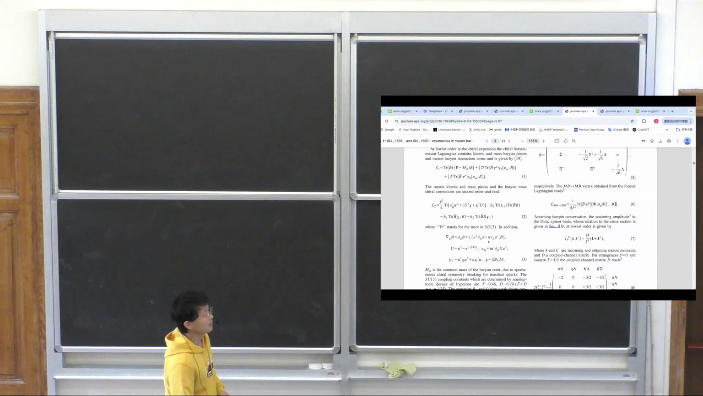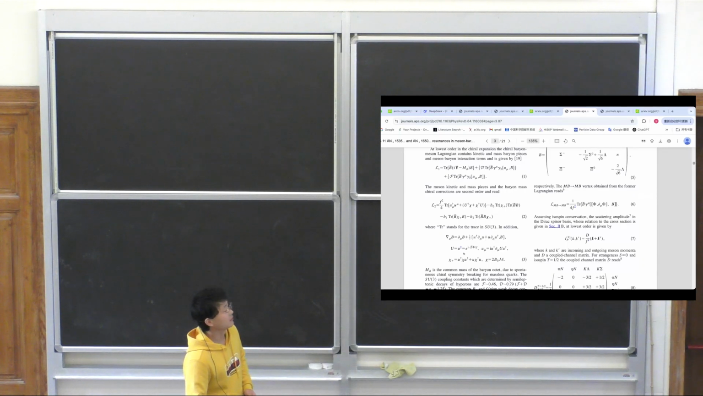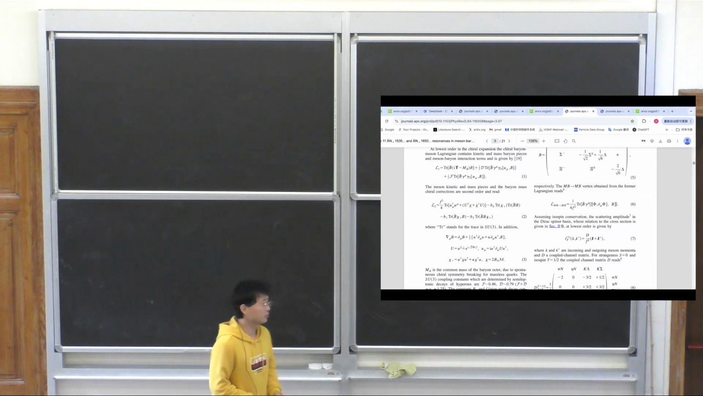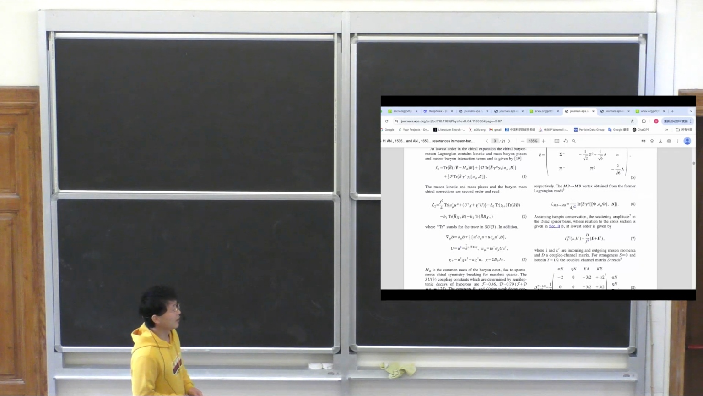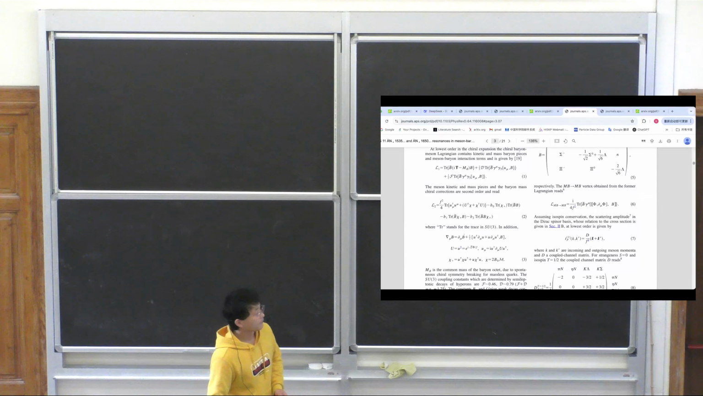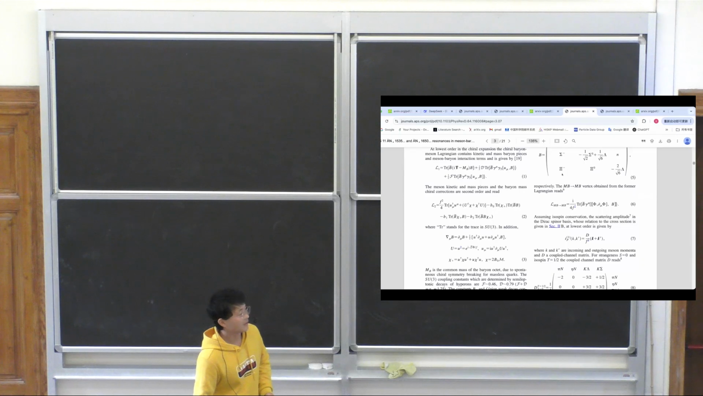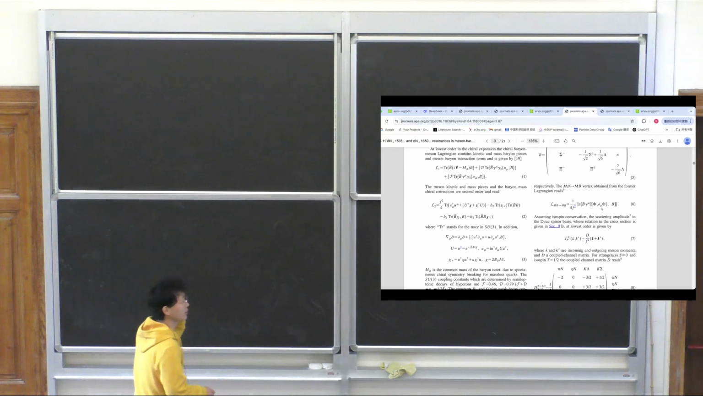And the U here just contains the pseudoscalar mesons. It's just equal to Goldstone bosons. And so how do we derive the meson baryon interaction from this one and finally get to equation 6? Okay, let's do this.